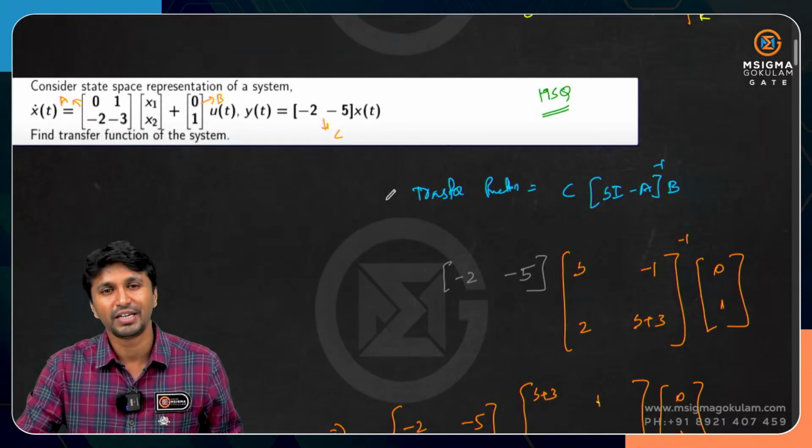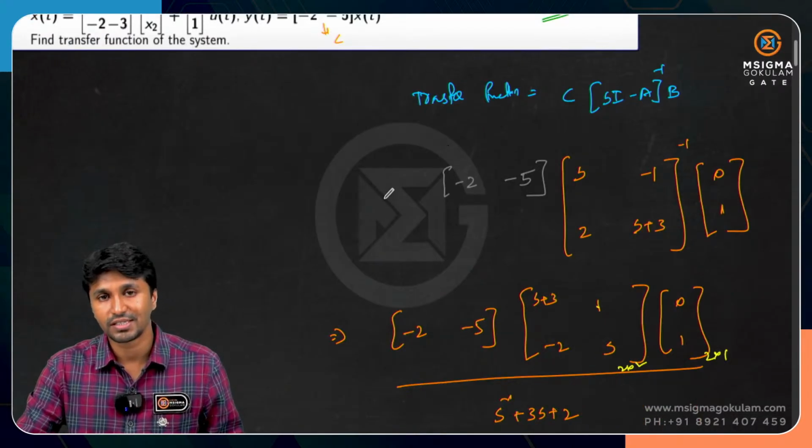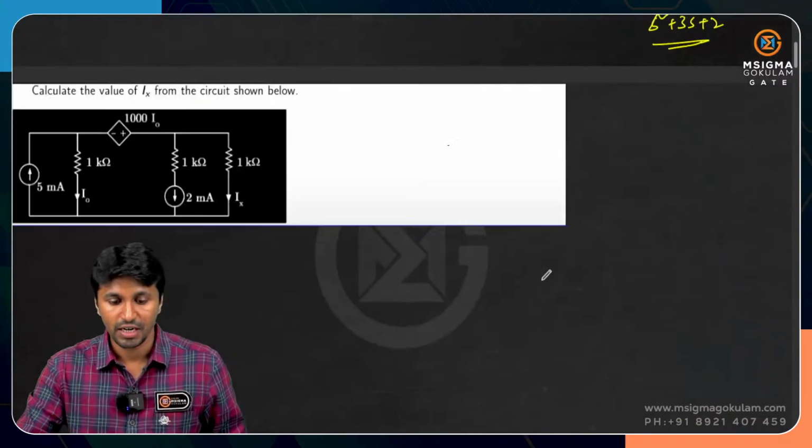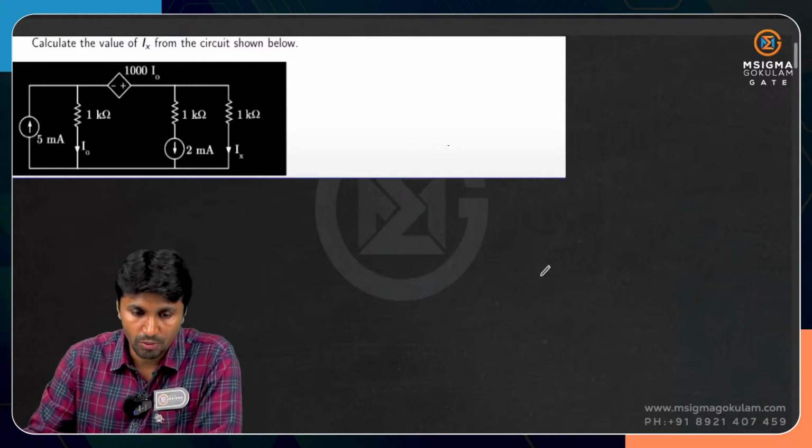So this is a bit time consuming, right? This is a bit time consuming because you have to check the transfer function of each of the systems. So therefore this is a simple question but a little bit time consuming, right? So this is how you calculate the transfer function. Now let us move on to the next problem.